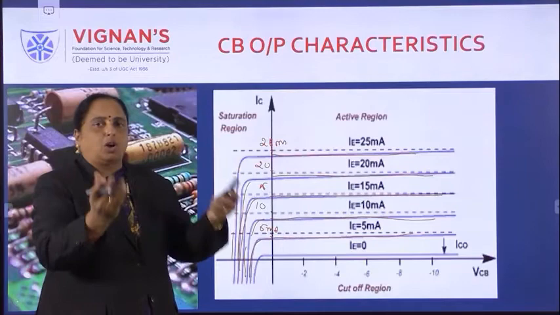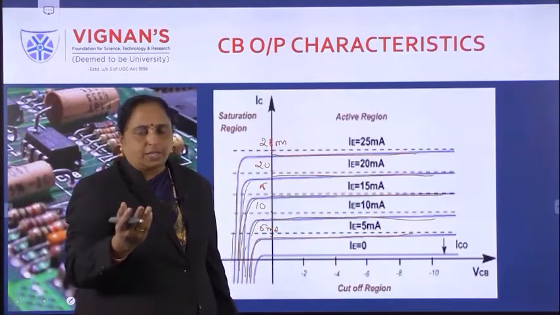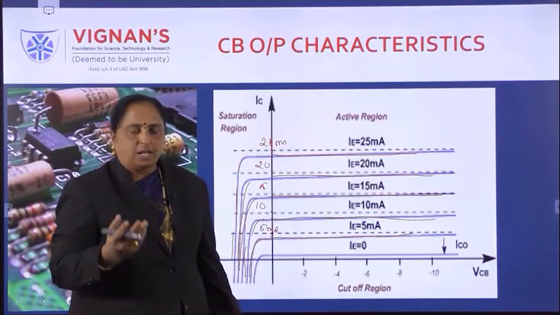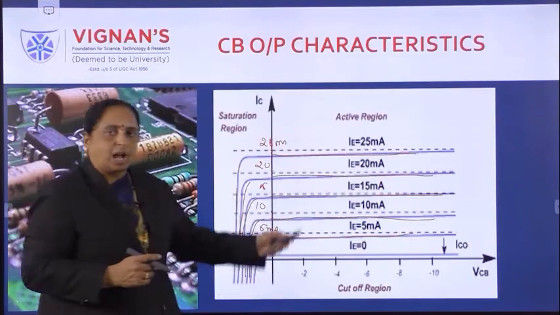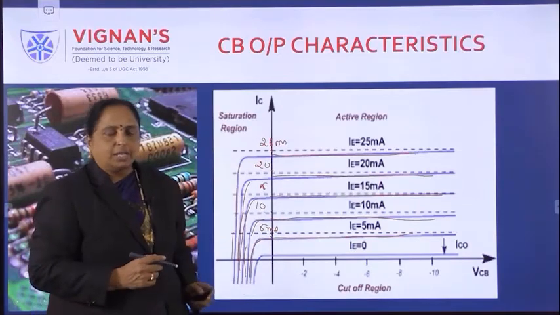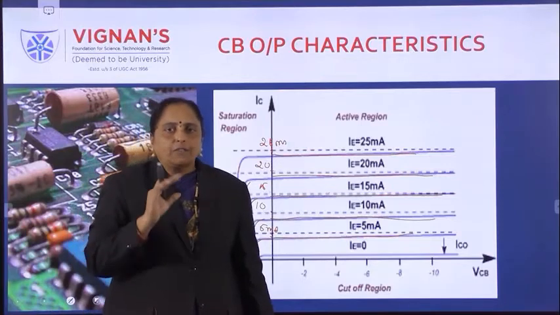Okay, now another important concept we need to study from this common base configuration is you have to mark the operating regions. Already we studied what is meant by active region, saturation region, and cutoff region. So the important regions are already marked on the graph. First of all, tell me, what is meant by cutoff region?